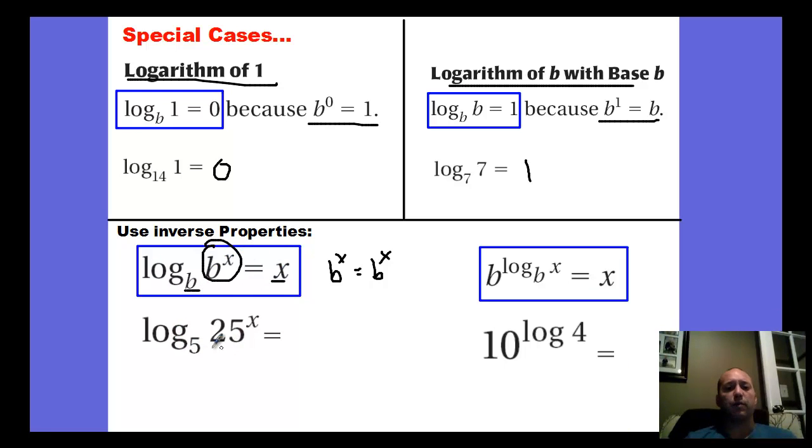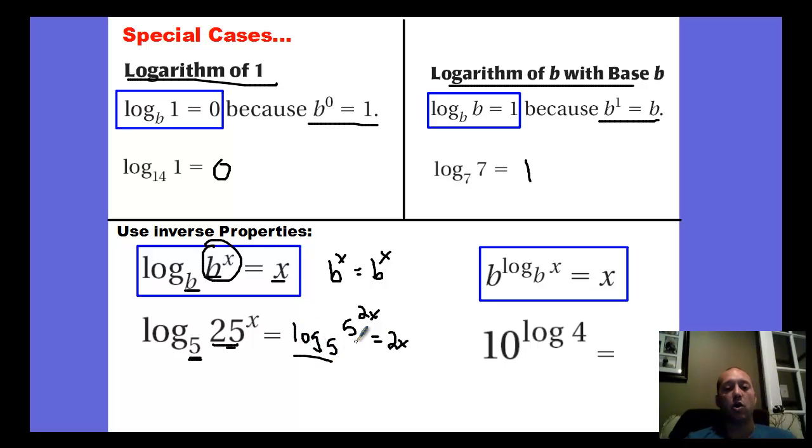So for this example, we have log base 5 of 25 to the x. This 25 isn't the same as 5, so we don't have that b and b. So the answer is not x. We have to manipulate this to make 25 be a base of 5. So I can write that as log base 5 of 5 squared to the x power, and then squared to the x power is just 2 times x, so 2x. Now I can see that this is going to be log base 5 of 5 to the 2x.